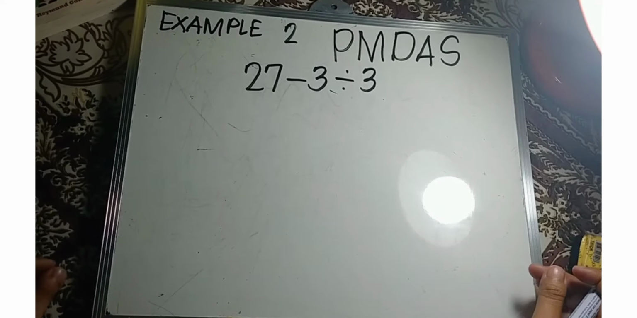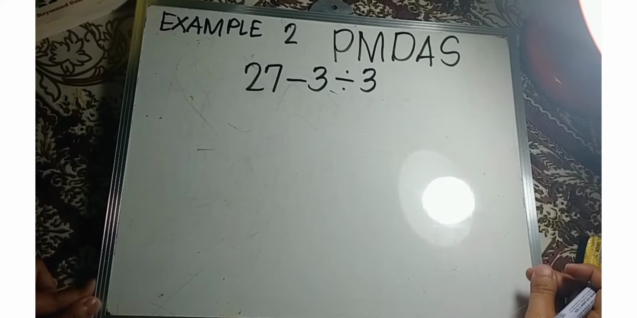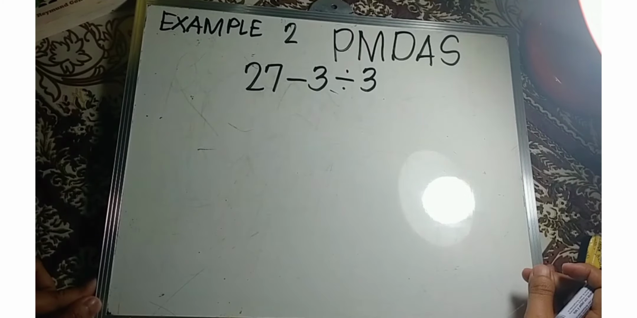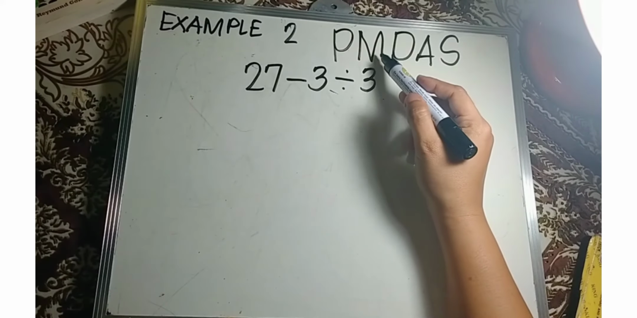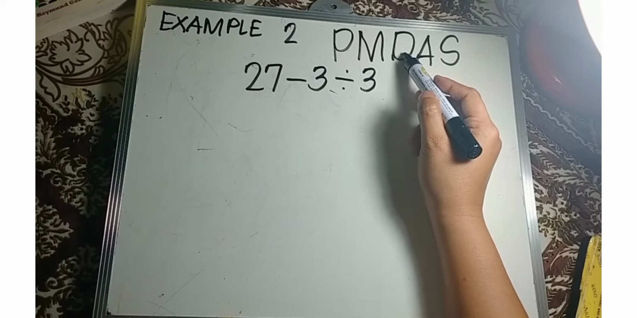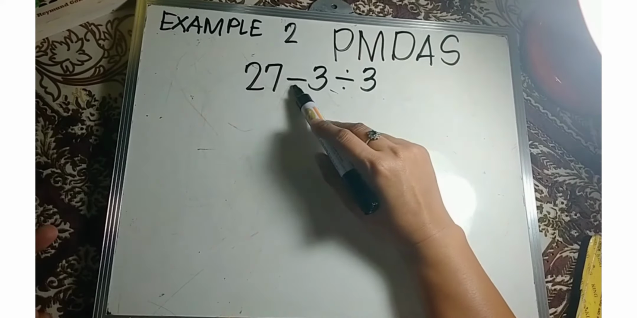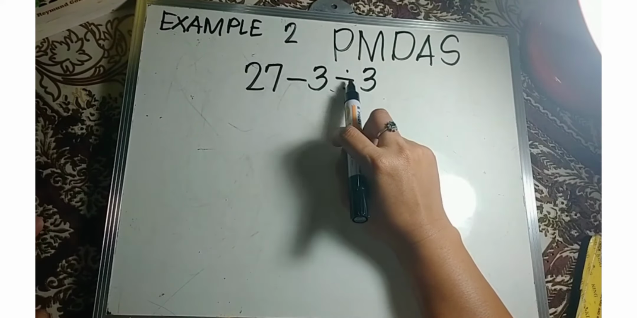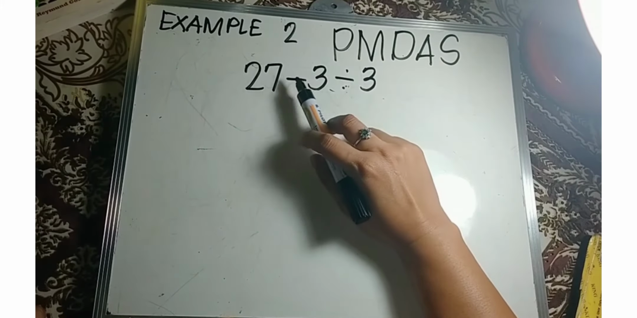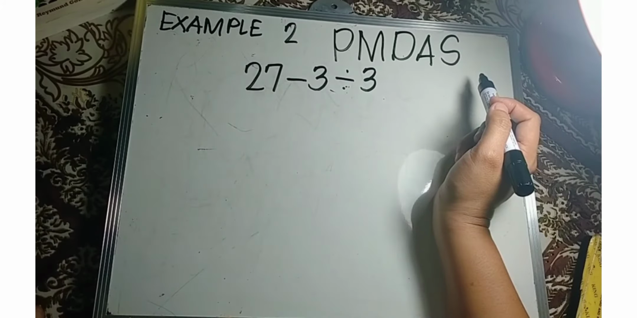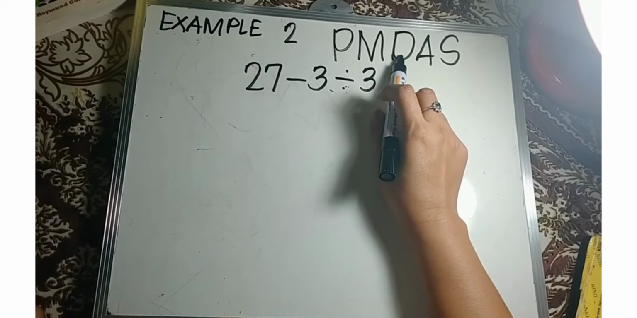Okay, let us have our second example. 27 minus 3 divided by 3. So, based on the rule, since wala tayong parenthesis, so wala tayong P. Based on the MD, M multiplication and division, wala tayong multiplication, so division, meron po ba kayo nakikitang division? Yes, eto po, may division. So, therefore, sino po ang unahin natin? Si divide o subtract? Very good. Si divide po muna based on the rule.